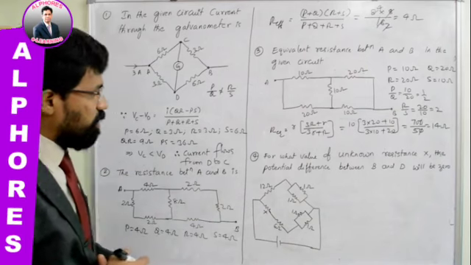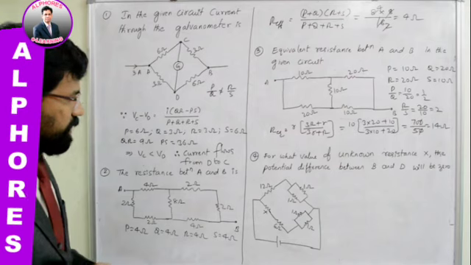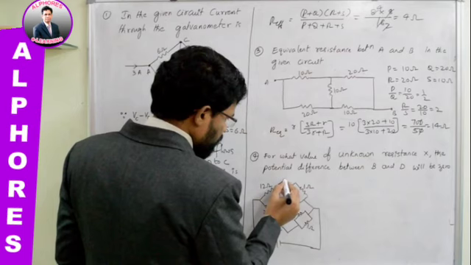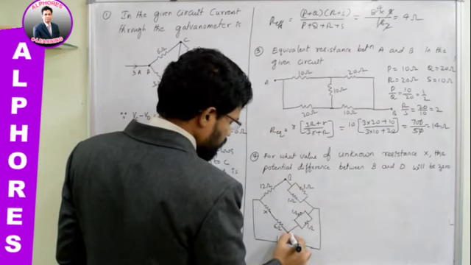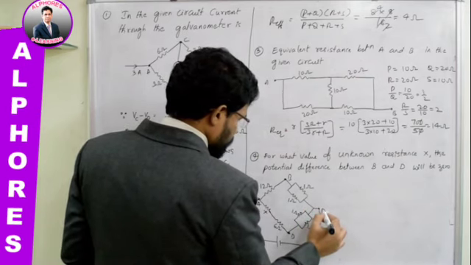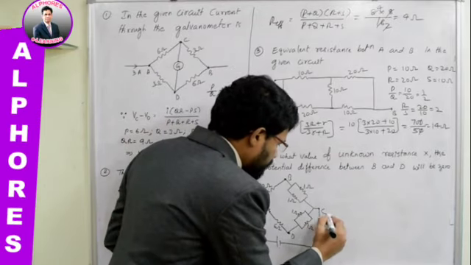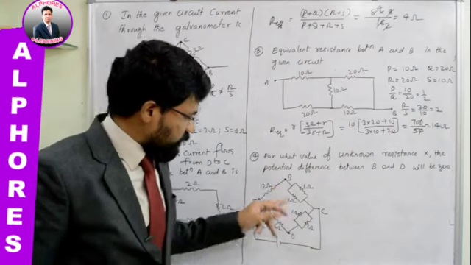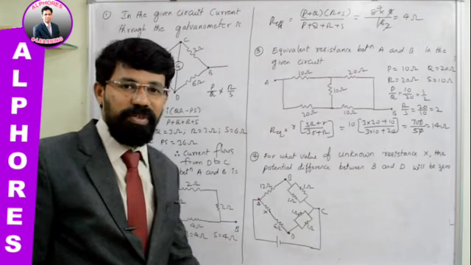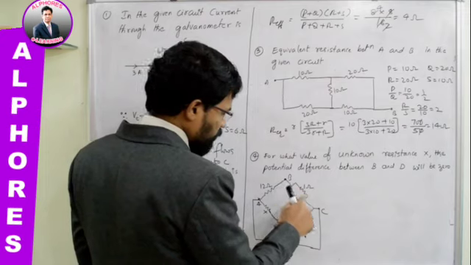See this fourth question. For what value of unknown resistance X, the potential difference between B and D will be 0. Here he is asking about potential difference between B and D being 0. Okay. So when will the potential difference between B and D be 0? If the bridge is balanced. We know that potential difference is 0 in the sense potential of B and potential of D both are the same. Potential at B and potential at D will be the same when the bridge is balanced. So if the bridge has to be balanced, P by Q must be equal to R by S.